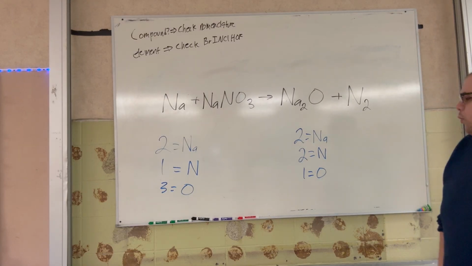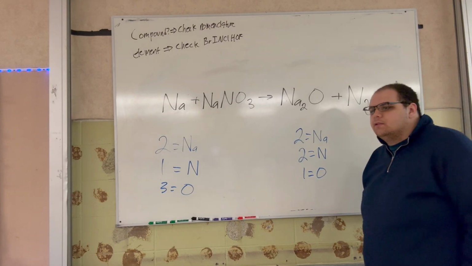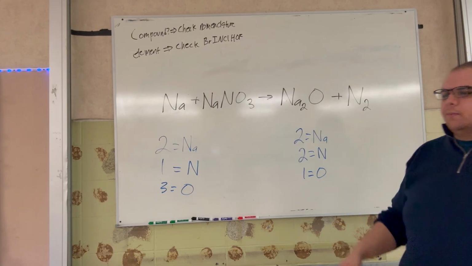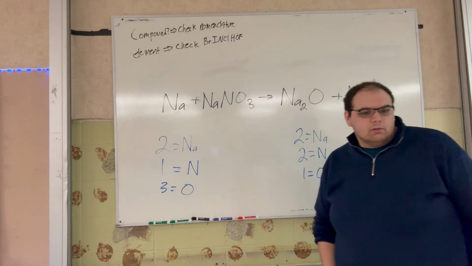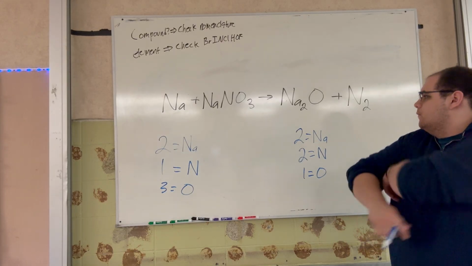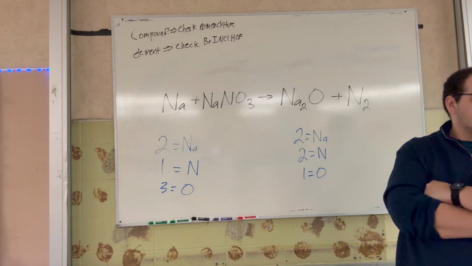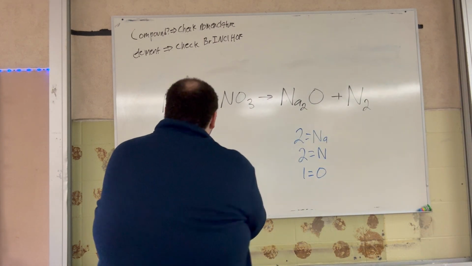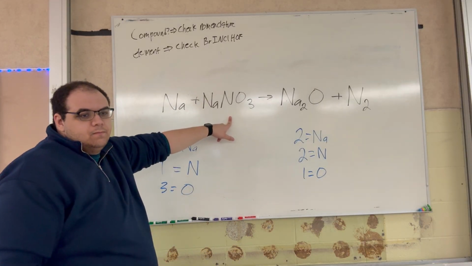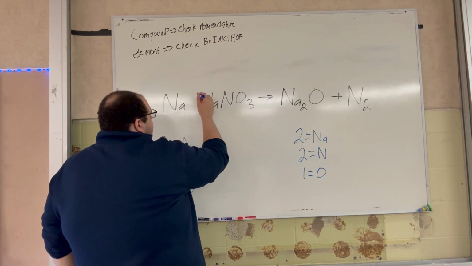It doesn't matter what element you start with. Sometimes there's an easier one, sometimes there's not. As you practice these more and more, you'll be able to find those kinds of patterns. So for here, what element would you like to start with? Nitrogen. What would you want to do to fix my nitrogens? Multiply the one on the left by 2. Sodium or sodium nitrate? Sodium nitrate. So we're going to multiply sodium nitrate by 2.